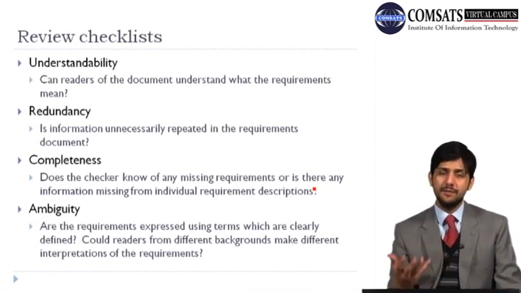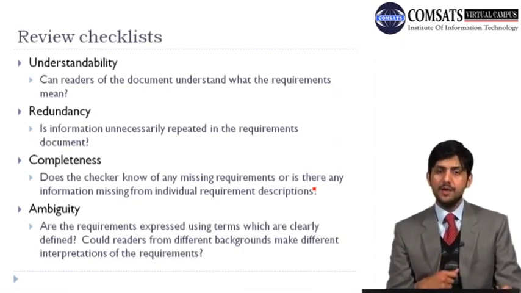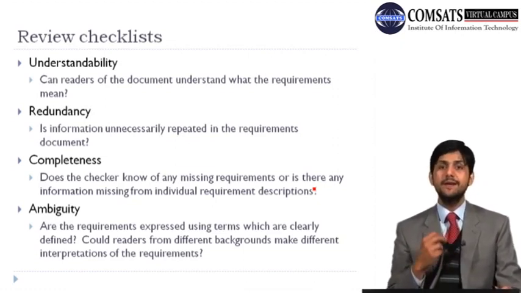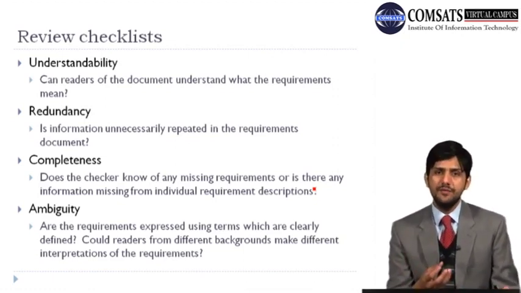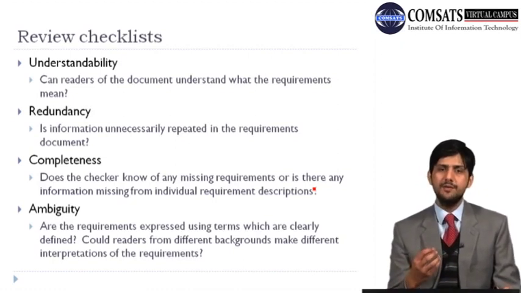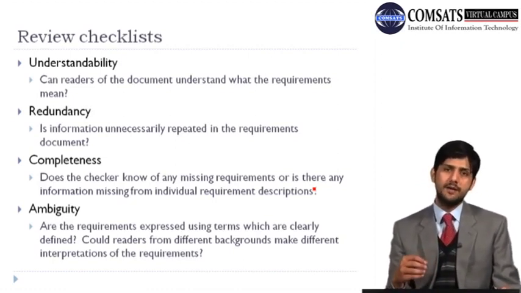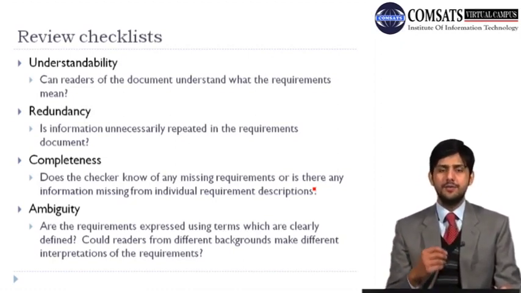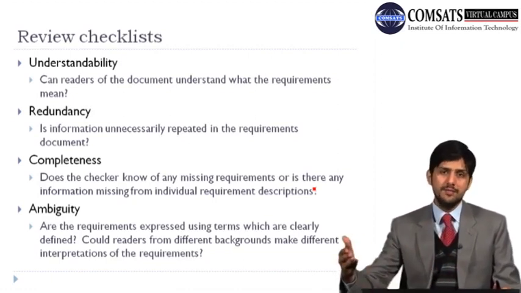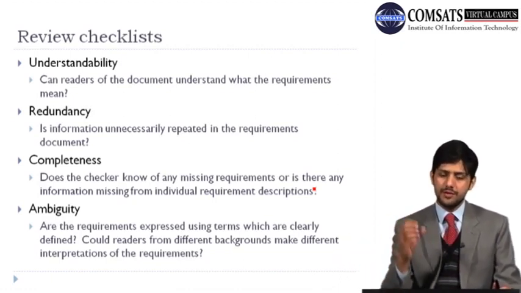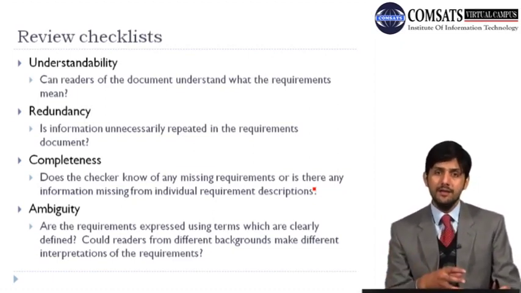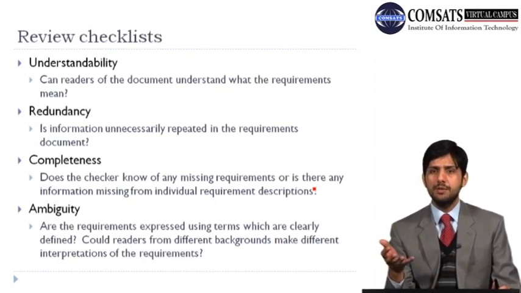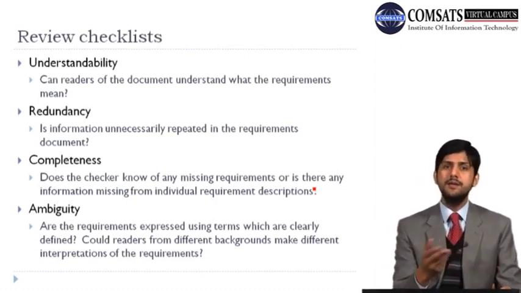And we looked at the example of some of the completeness requirements in our last lecture as well. So ambiguity. Are the requirements expressed using terms which are clearly defined? We discussed that there can be a number of types of ambiguities. For example, you're using abbreviations. You need to have a list of acronyms in your document where you mention what this term means. If it is not defined, then obviously this requirement becomes ambiguous, because some people might understand it, but others may not.